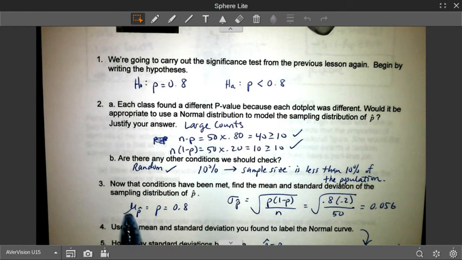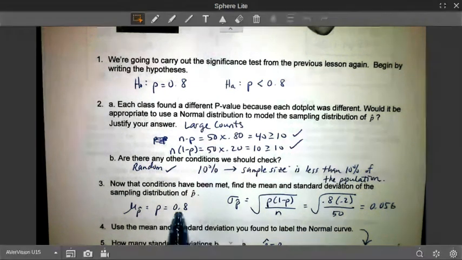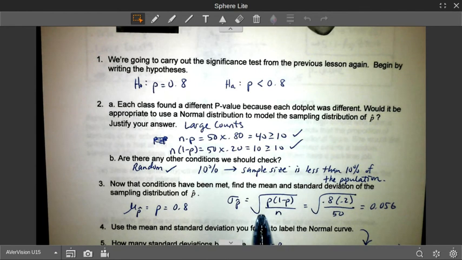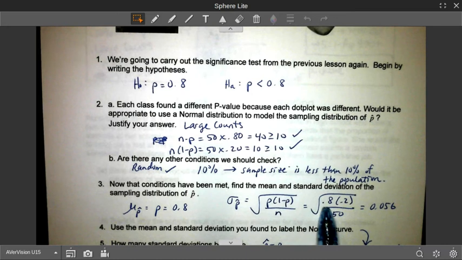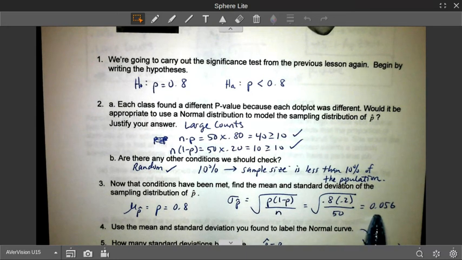We're going to find the mean. The mean here is just going to be our p-value of our proportion value of 0.8. In the standard deviation, you should recognize this formula, square root of p times 1 minus p over n. So 0.8 times 0.2 over 50, this is kind of rounding to 0.056.